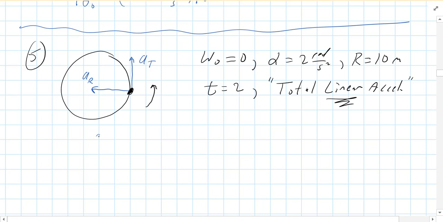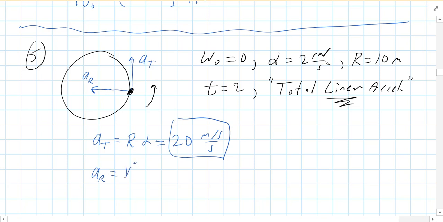The first one to find is AT, and that is exceptionally easy. That's just R times alpha, and I've given you R and alpha. R is 10 and alpha is 2, so this is 20 meters per second per second. So you are speeding up, and that's pretty rapid. For AR, there's two versions of that. There's V squared over R, or if you translate that, that's omega squared times R. Now, I don't have V or omega, but I gave you enough information to figure it out.